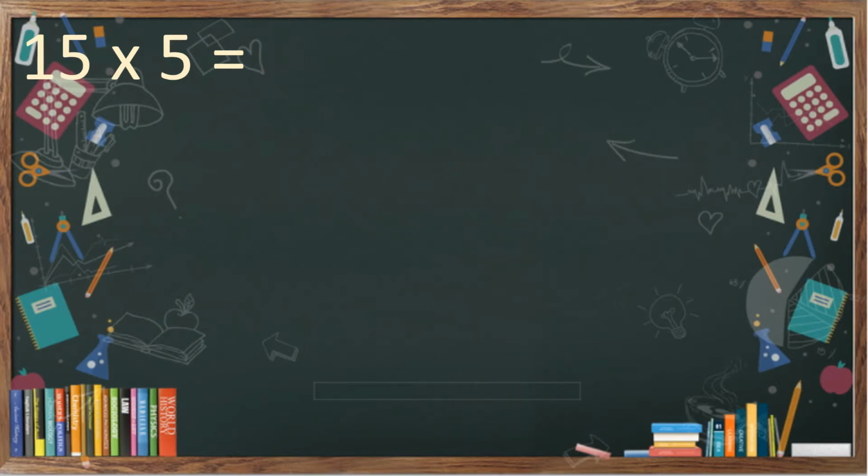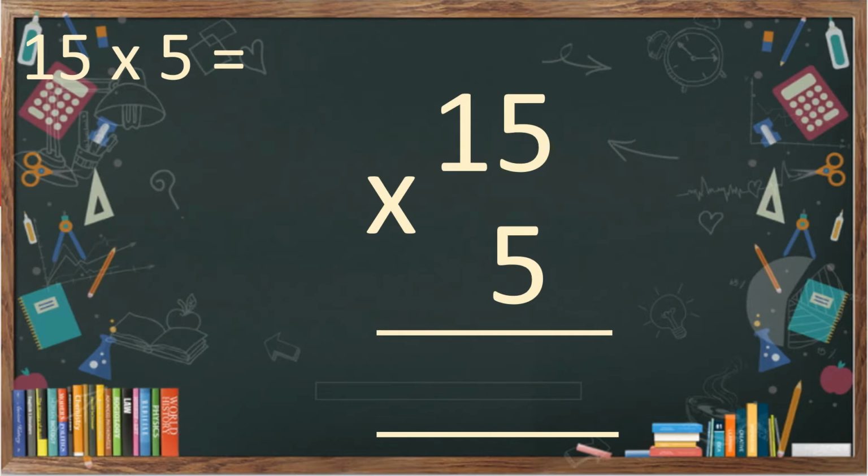Here is another question. 15 times 5. We would write it out as usual. Then we would do 5 times 5. That gives us 25. It has 2 digits. So we would put the 5 from 25 in the column and we would put the remaining 2 underneath the column.